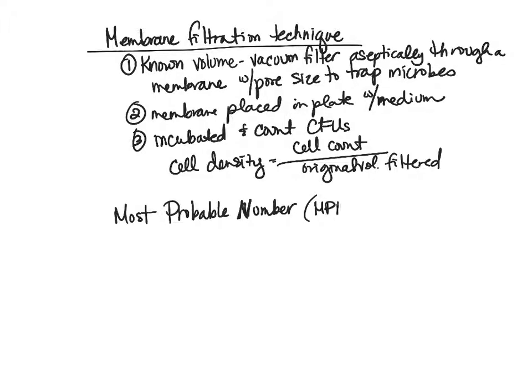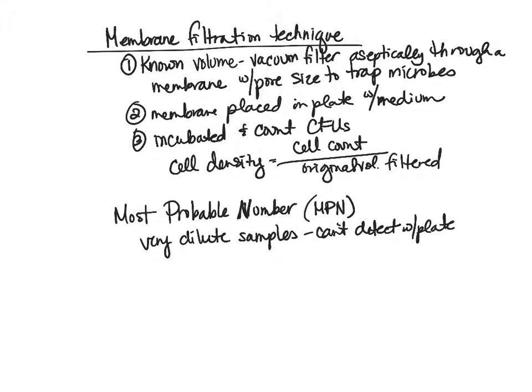Or the MPN. So in the most probable number, this is where we have very dilute samples, so we can't detect our viable cells with other plate count methods that we've talked about. So in this case, what we do is we evaluate the growth based on detected changes in turbidity or color due to some sort of metabolic activity.